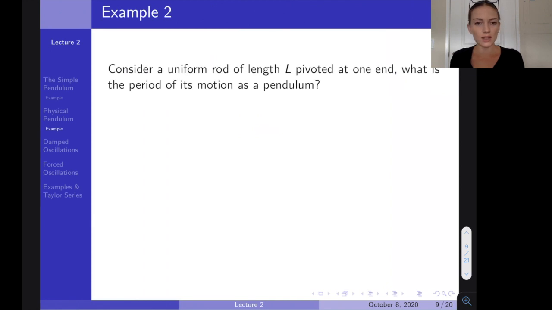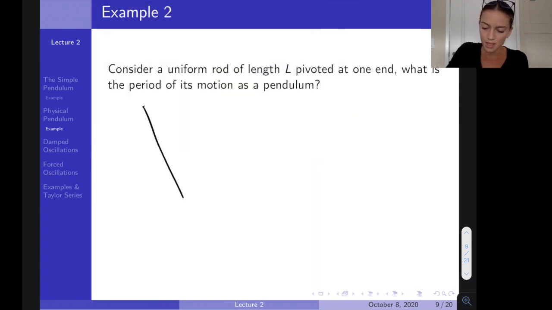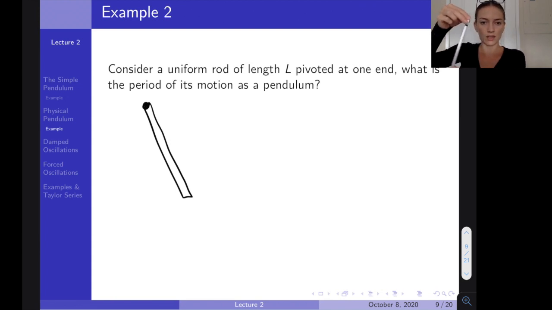Okay, so let's do a simple example with that. Here we have a uniform rod of length L, pivoted around one end. What is the period of its motion? So we have a uniform rod here. It has some pivot point there, so it's just going to be moving like this. We'll assume it has some random mass m, and we want to know its period. So this is length L.